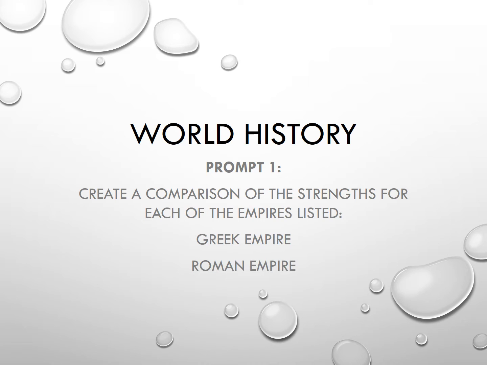All right, so our first prompt is to create a comparison of the strengths for each of the empires that are listed. Just two empires here, the Greek Empire and the Roman Empire. So there's going to be two components to this essay. You need to be able to identify the strengths for each of these empires.